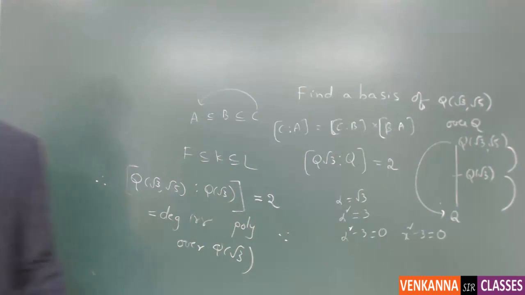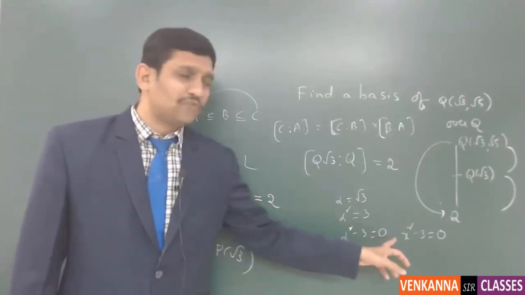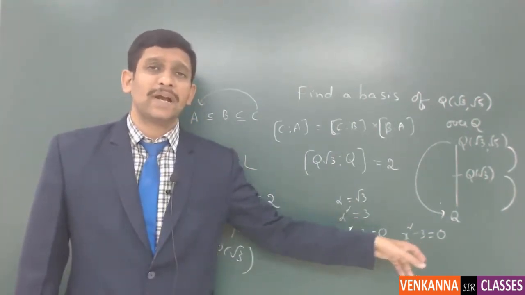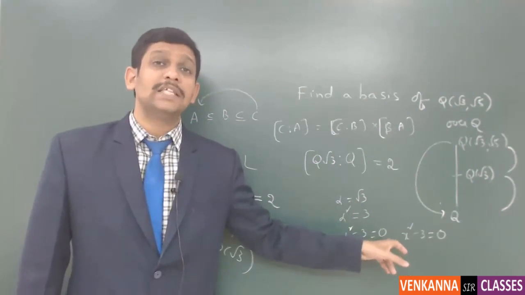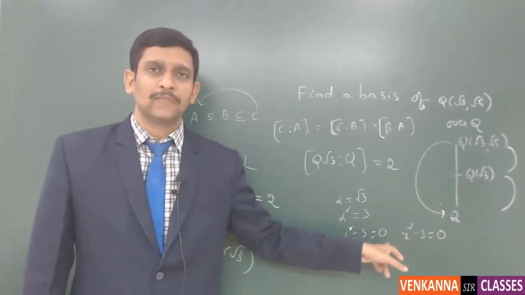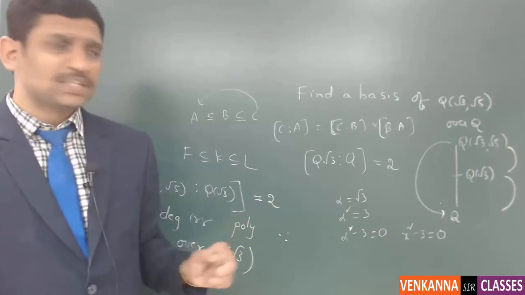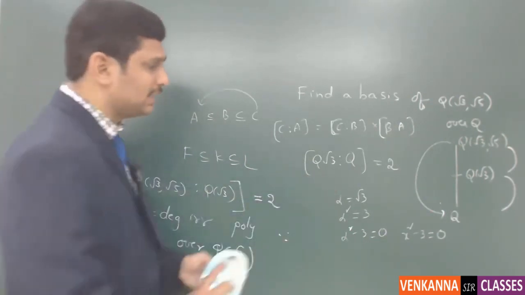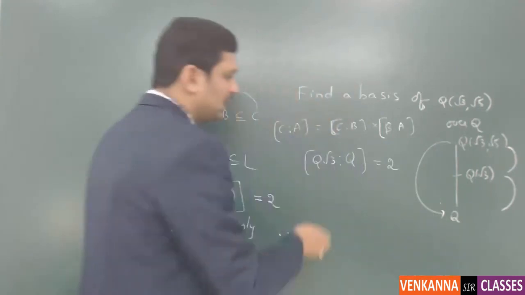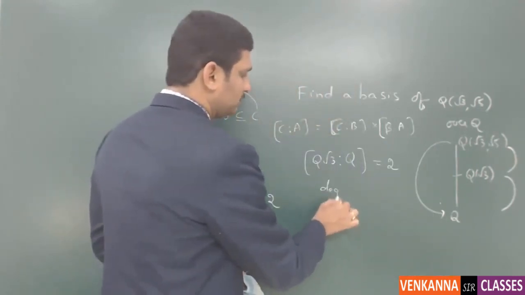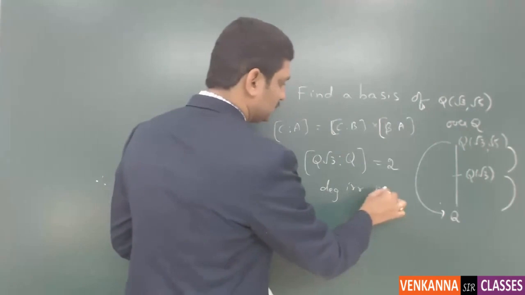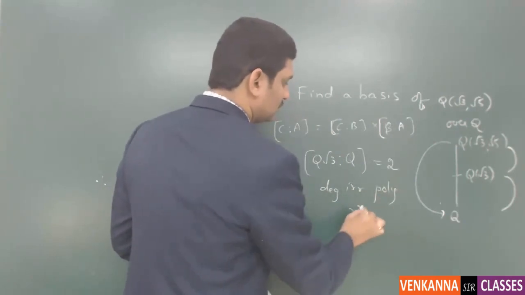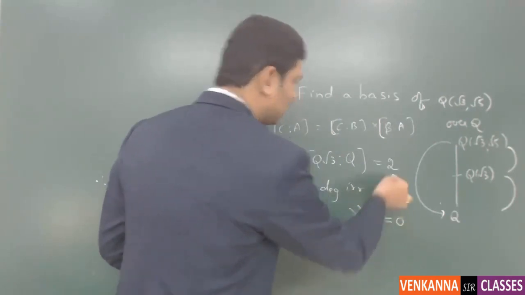Therefore, root 3 is a root of the polynomial x square minus 3 equal to 0, and this is the irreducible polynomial. Therefore, the dimension is 2, and this is nothing but the degree of the irreducible polynomial. That's why its dimension is 2.